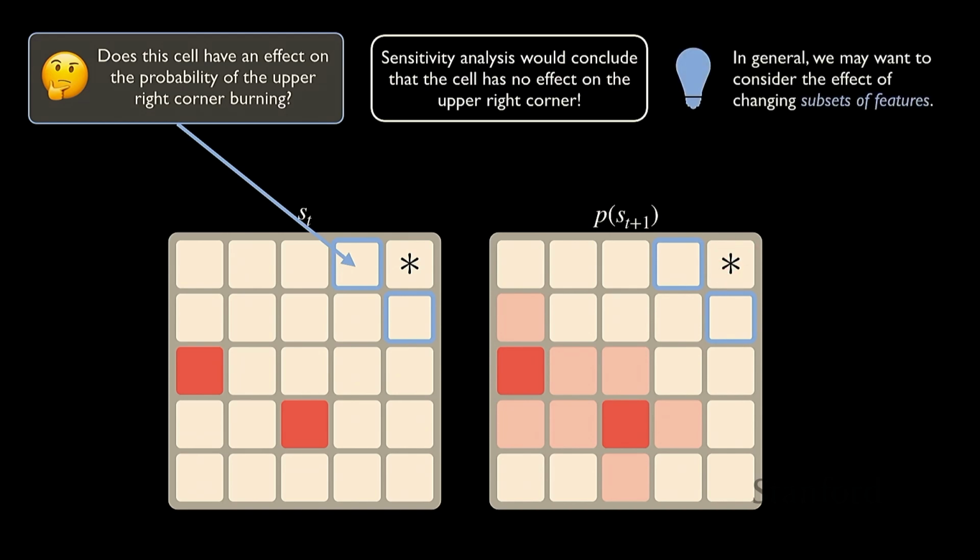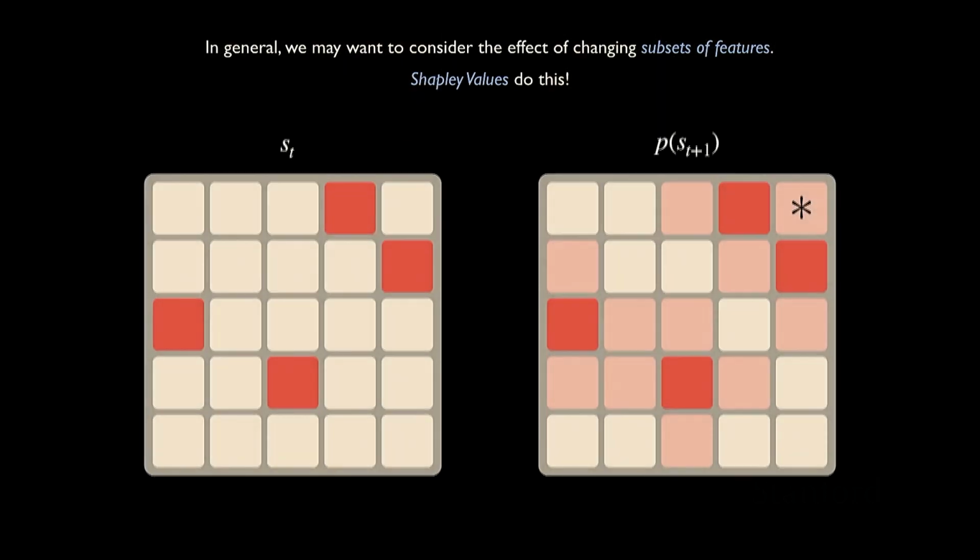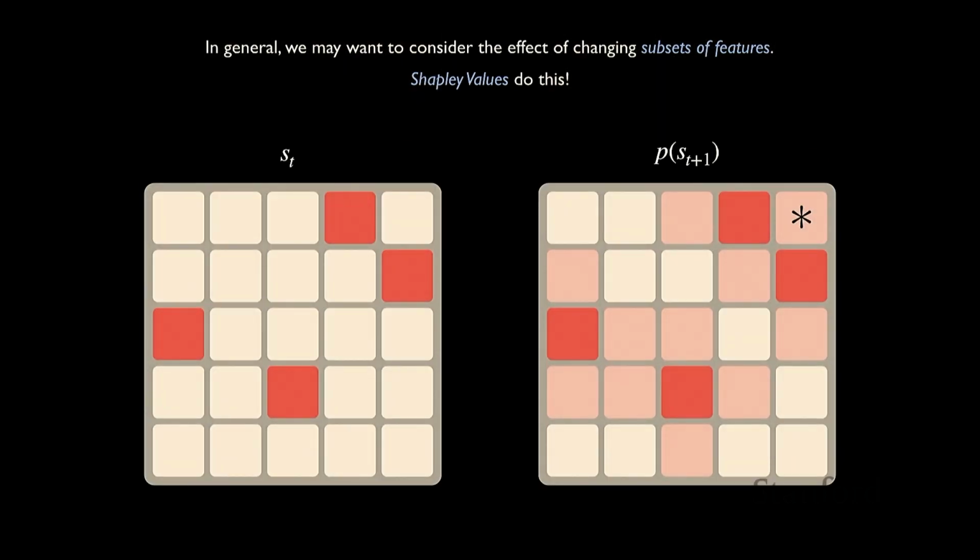And so in general, what we want to do is consider the effect of changing subsets of features, not just changing one feature at a time. To do this, we use something called Shapley values. Here's basically the idea. We're going to go back to our wildfire scenario, and we'll go back to the state that we were in. Again, we're concerned about the probability of this cell burning at the next time step. We're interested in the Shapley value for this particular feature. So we don't want to get 0. We're hoping that we can actually show that it is in fact sensitive to this feature.